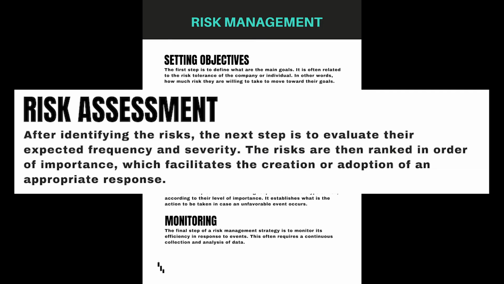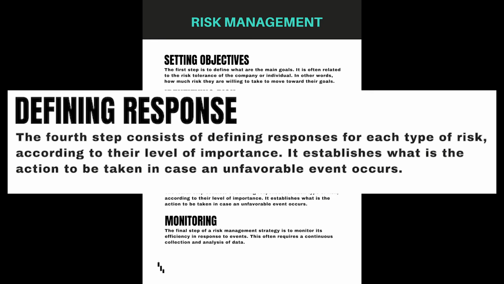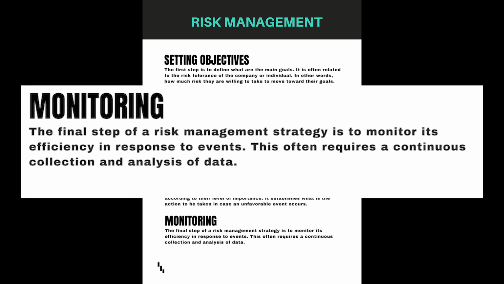All right, next step, defining that response. The fourth step includes defining responses for each type of risk according to their level of importance. It establishes what action is to be taken in case of an unfavorable event. Monitoring. The final step of any risk management strategy is to monitor its efficiency, the response and events. This often requires a continuous collection and analysis of data.